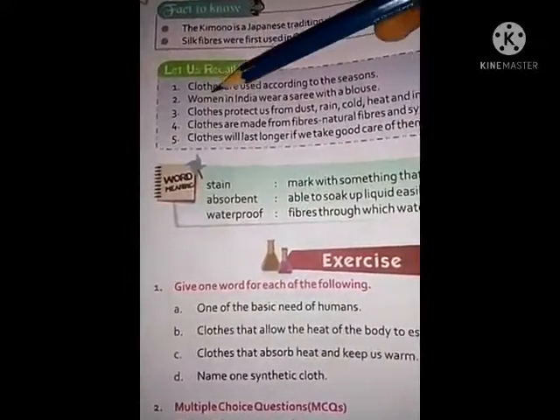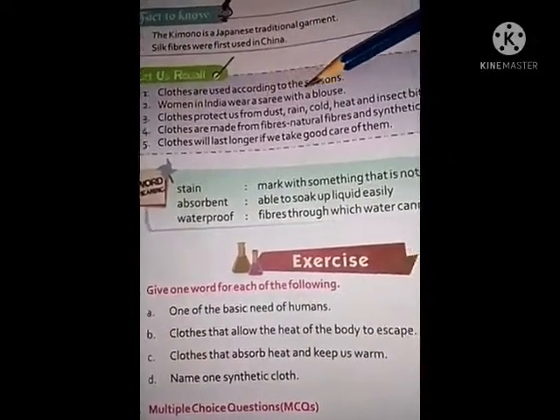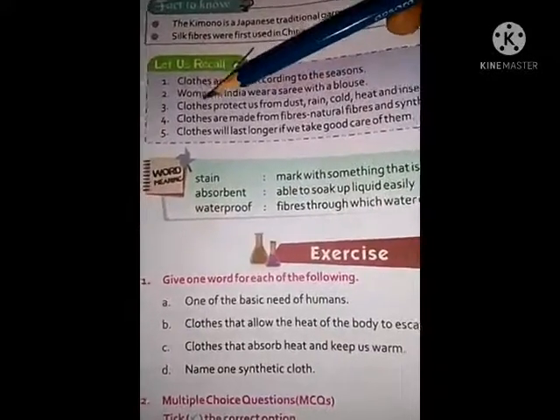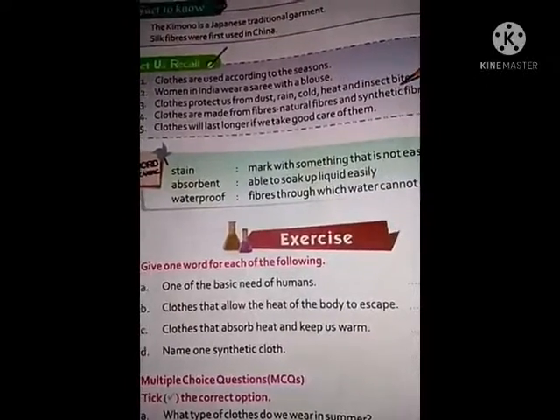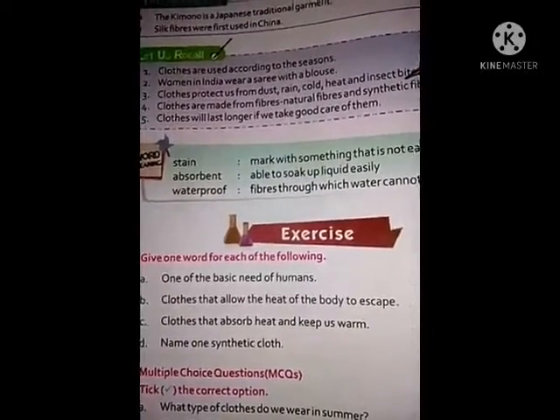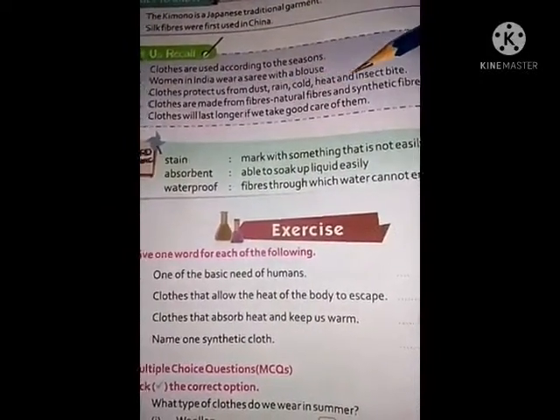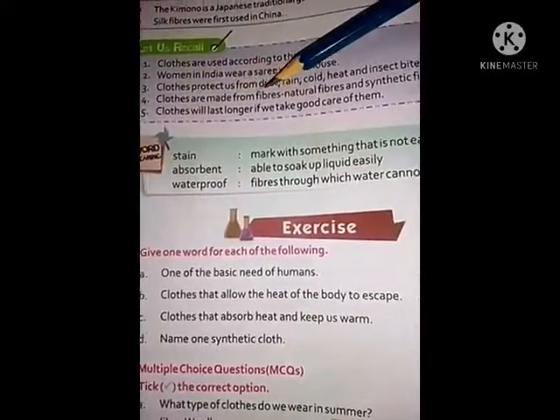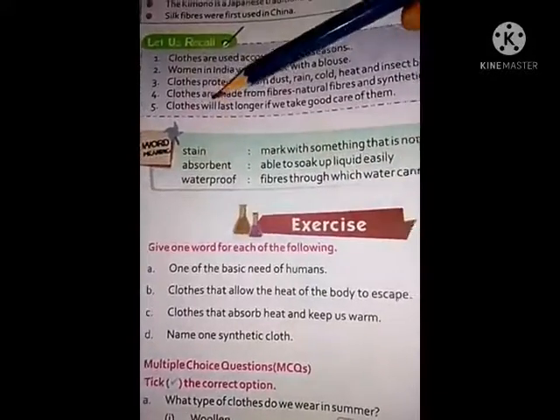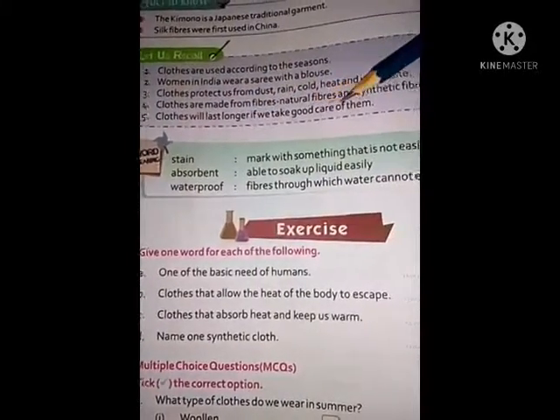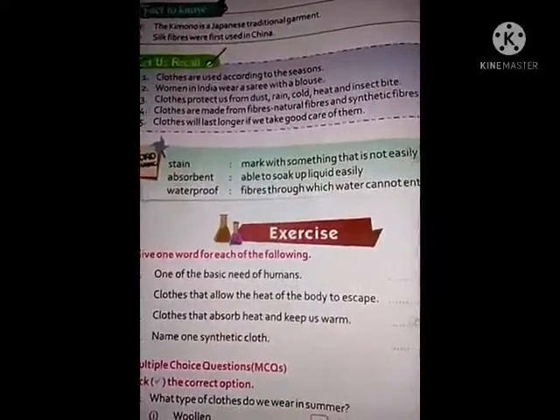Okay, let us recall. Clothes are used according to the seasons. We know that women in India wear a sari with a blouse. Clothes protect us from dust, rain, cold, heat and insect bites. Clothes are made from natural fibers and synthetic fibers. Clothes will last longer if we take good care of them.